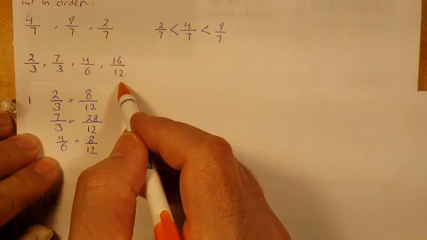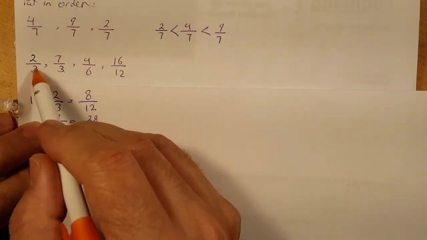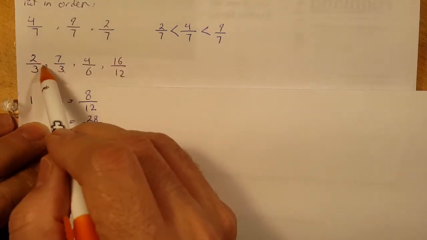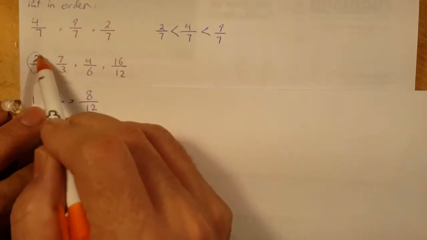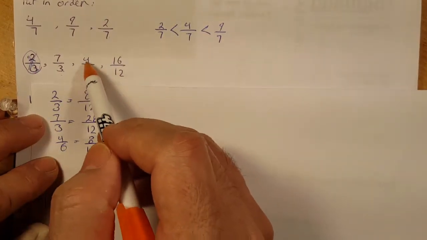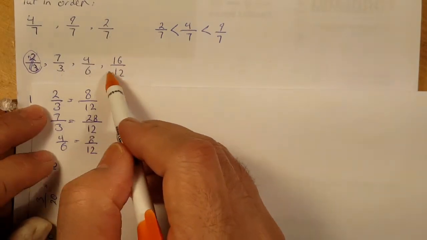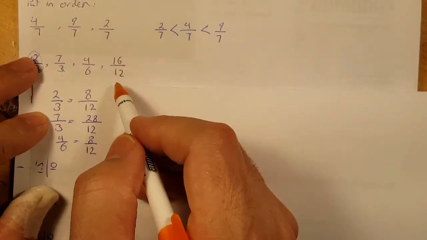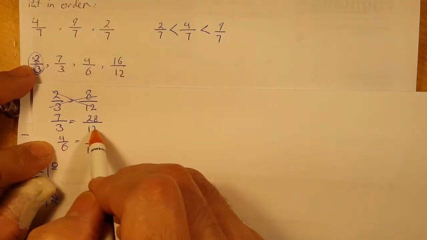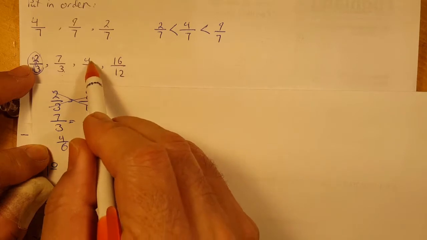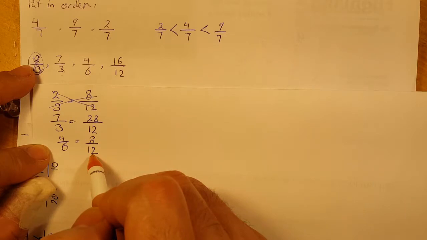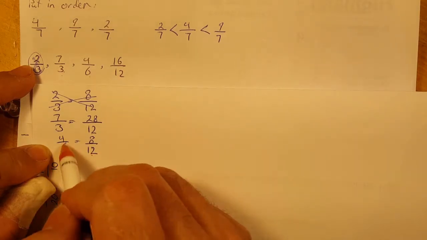And 16 over 12. Because 2 over 3 and 4 over 6 are the same number, we can delete 1, because it doesn't work this way. They are the same number. So we have to choose between these 3 numbers. Okay, 7 over 3 is 28 over 12. 4 over 6 is 8 over 12. So 8 over 12 is the smaller one. 8 over 12 is 4 over 6.